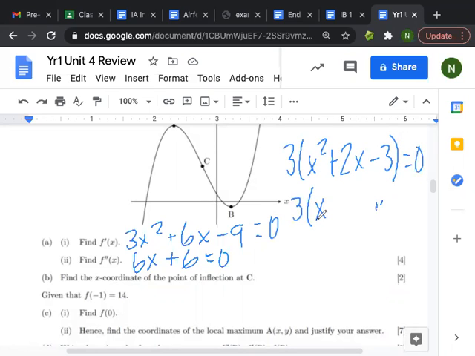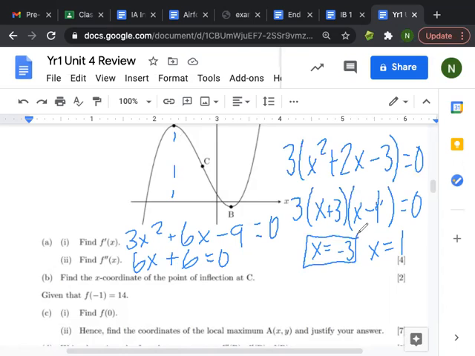Do we just factor it? Mhm. So I have x equals -3 and x equals 1. The way I know which one to choose is by looking at my graph. They're asking me about the maximum at point A. What would be the most likely x value there? Would it be -3 or 1? -3, because it's on the negative side. So I know that my x coordinate is -3.